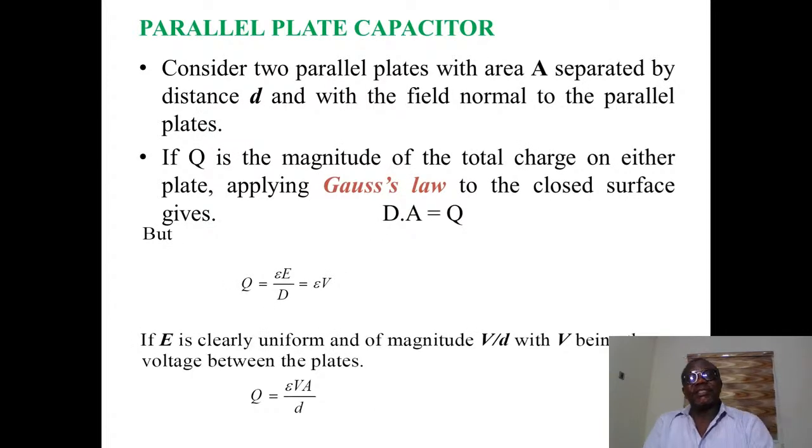Now, these capacitors, when they are connected in parallel, behave differently from when they are connected in series. So we have to consider these capacitors when they are connected in parallel and when they are connected in series. Let's start with the connection in parallel. So consider two parallel plates with area A separated by distance D, and with the field normal to the parallel plates.